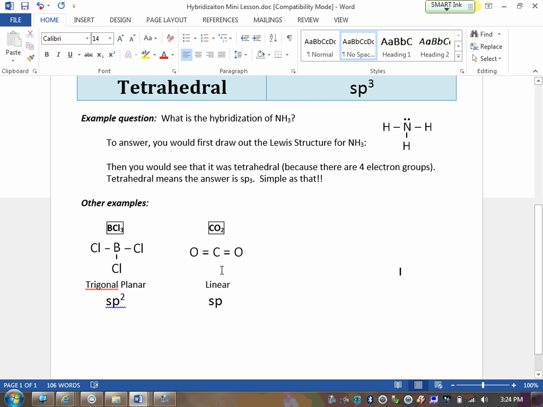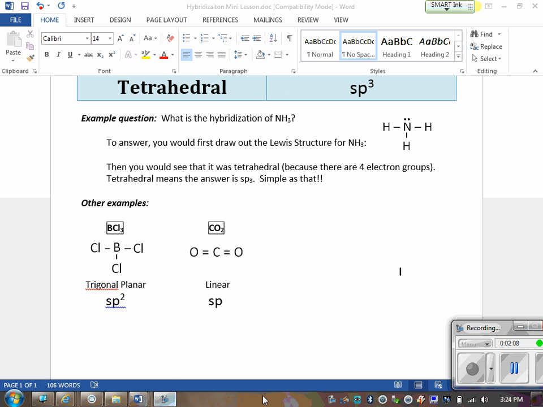And then CO2, you see I drew out CO2, and so CO2 is linear, and if linear, then it's SP. And that really is all you really need to know about hybridization.